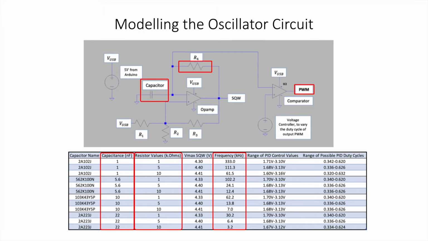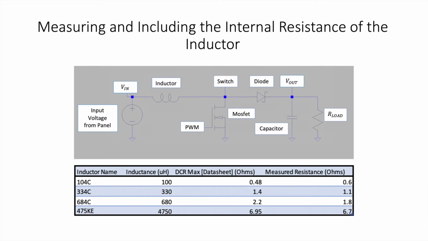Before simulating in LTspice, the non-ideal internal resistances of the inductors were determined and added in LTspice. As seen, the 104C inductor was preferred as it had the smallest internal resistance and thus the smallest power dissipation.